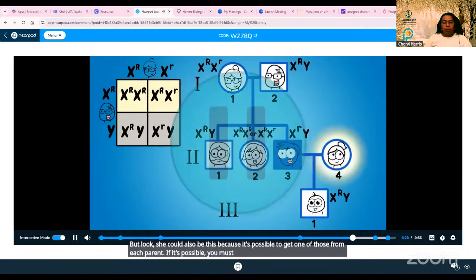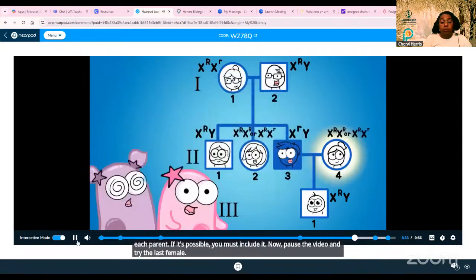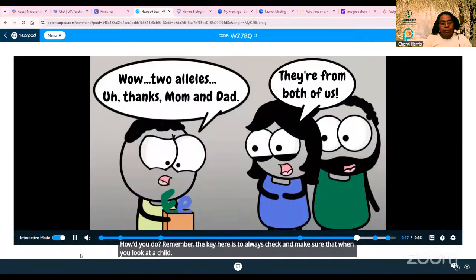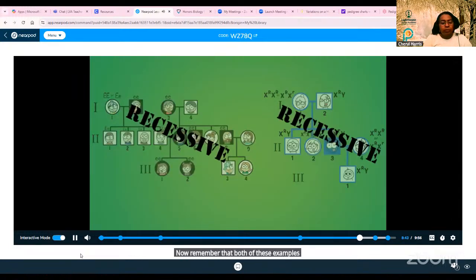Now, pause the video and try the last female. How'd you do? Remember, the key here is to always check and make sure that when you look at a child, they have to be able to get one of their alleles from each parent. Now remember that both of these examples were recessive. It doesn't have to be that way.